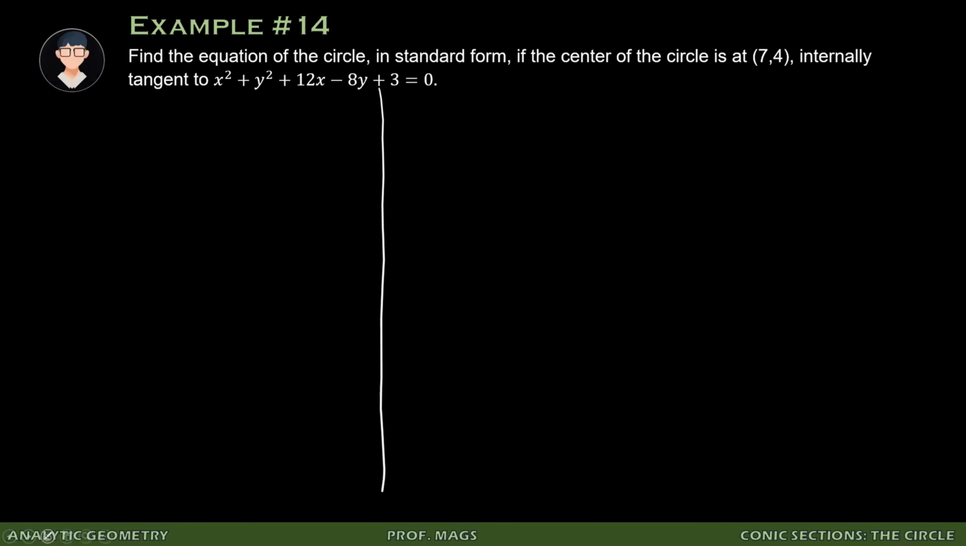Okay, so we're going to continue our discussion on the examples of the conic sections, the circle. For example, for number 14, find the equation of the circle in standard form if the center of the circle is at (7, 4), internally tangent to x squared plus y squared plus 12x minus 8y plus 3 is equal to 0. So the first thing that you will do is to write the given.